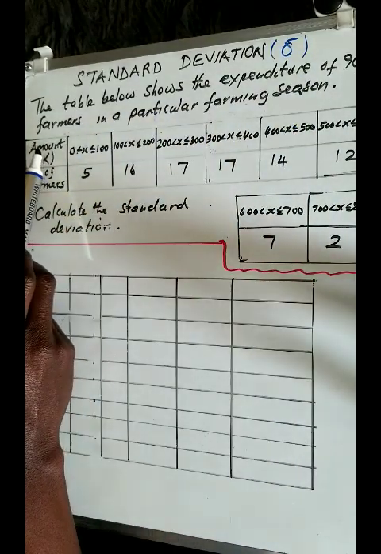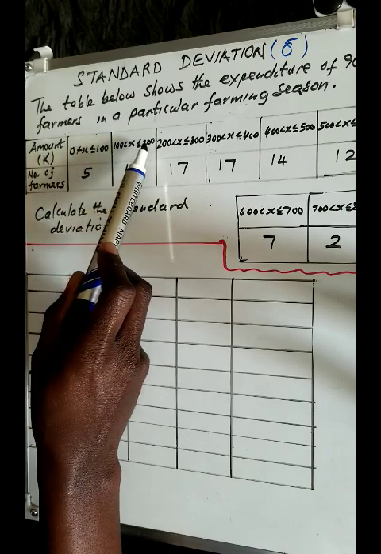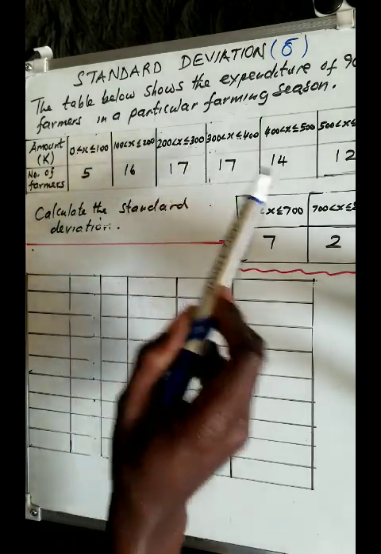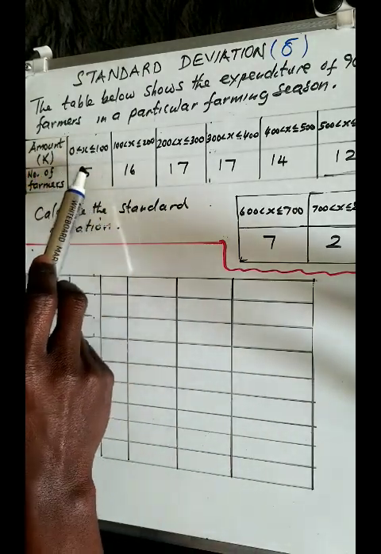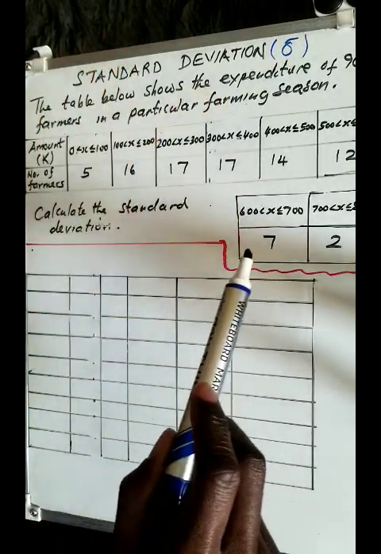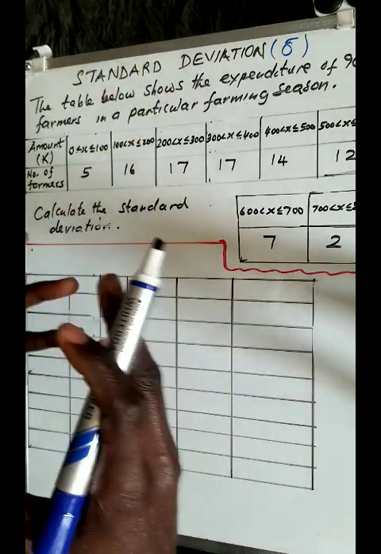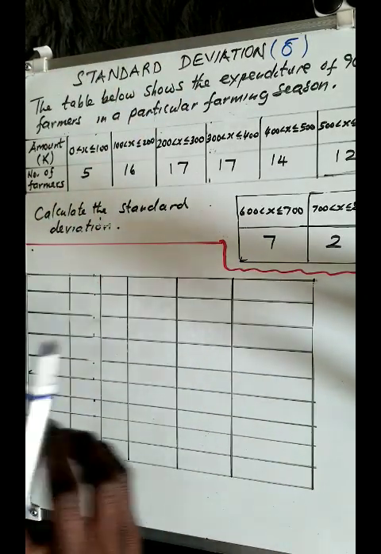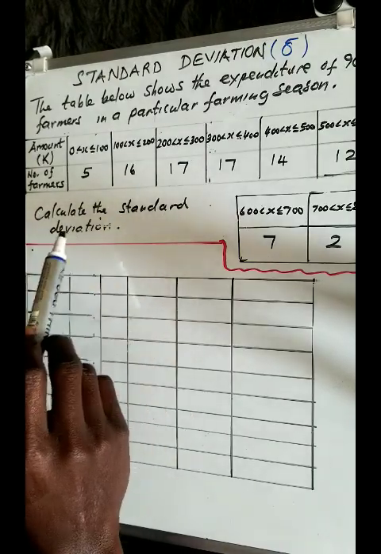So you can see the amount between 0 and 100, between 100 and 200, 200 and 300, up to 800 there. So the number of farmers between 0 and 100 you have actually been given. So this is what we call grouped data, because the data has already been arranged for you. Now the question there says calculate the standard deviation.